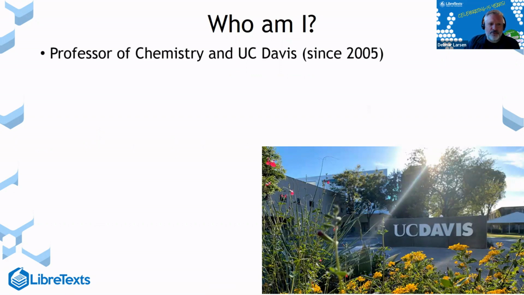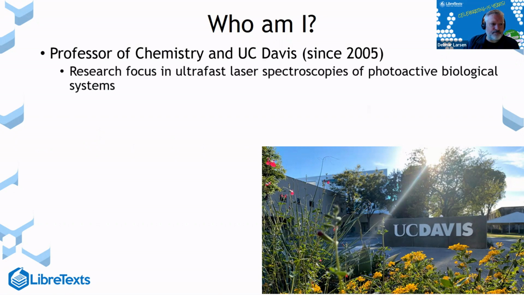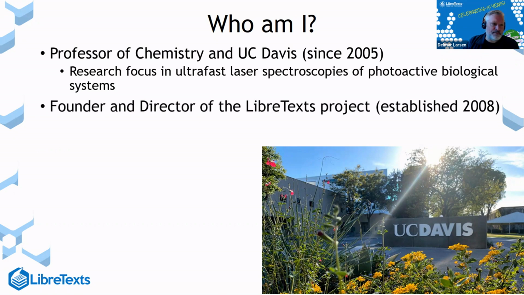So who am I? I'm a professor of chemistry at the University of California, Davis. I've been here since 2005. My research focuses on ultrafast laser spectroscopy, photoactive biological systems. Basically, I have a big laser system that shoots laser pulses into biological systems in order to look at fast dynamics on the order of femtoseconds to picoseconds, so 10 to the minus 15 to the minus 12 seconds. So very fast.